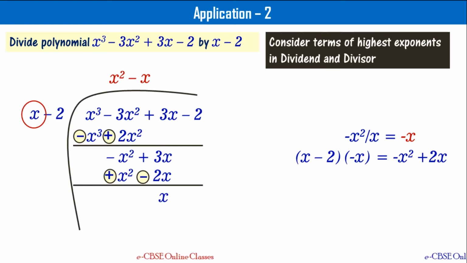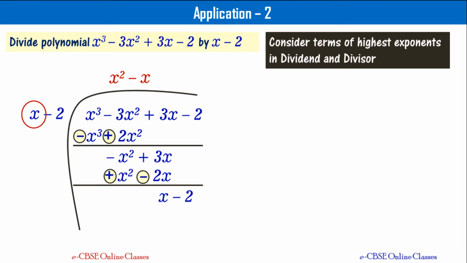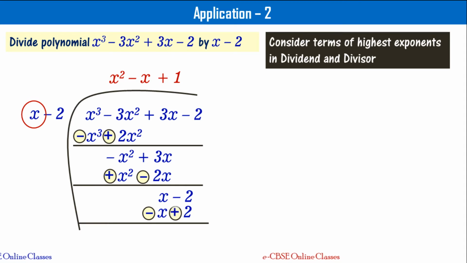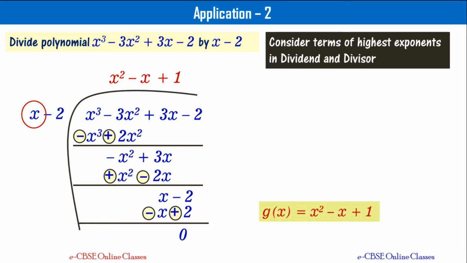Now bring down minus 2 such that you get the expression x minus 2, and repeat the same process that we have been doing just now. And you get 1 as part of the coefficient, plus 1, and we have to subtract x minus 2 from x minus 2 such that you get remainder 0. So now we can say that g of x is going to be the coefficient of this particular division. So that is x square minus x plus 1. This is what we are asked to find.